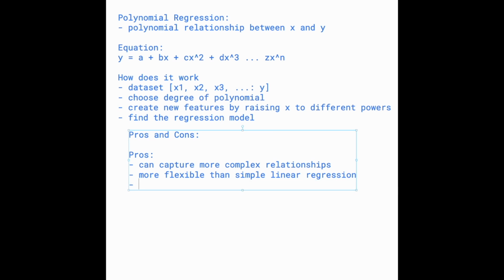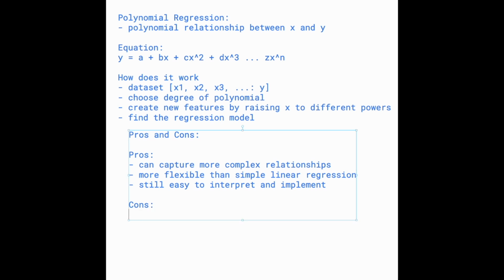And it's also relatively easy to implement and interpret. It might be a little less intuitive than linear regression, but nonetheless, more than other machine learning algorithms, it's pretty easy to interpret. So we can implement it easily.